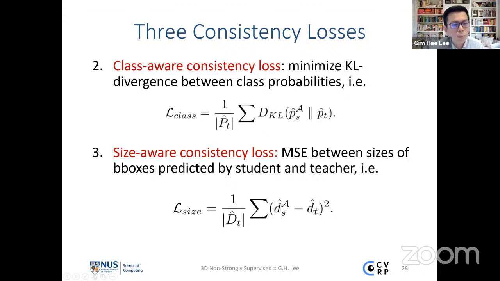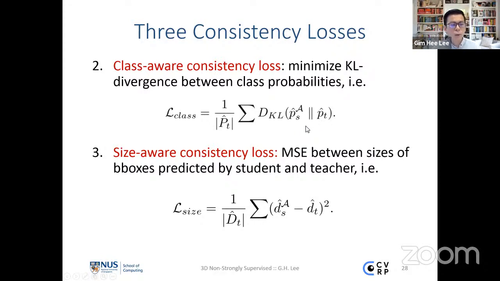The second loss that we apply here is the class-aware consistency loss, where we want the closest aligned bounding boxes predicted by the student and the teacher network to also predict the same class. Hence, we minimize the KL divergence between the class probabilities of the student and the teacher network that are aligned in the previous loss.